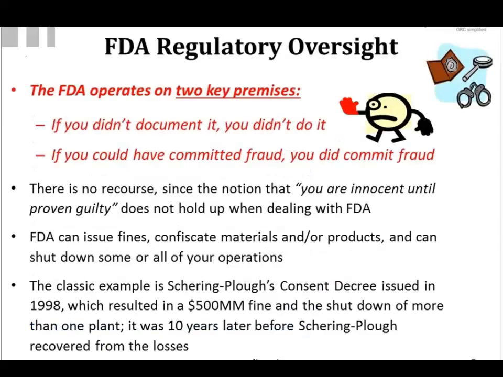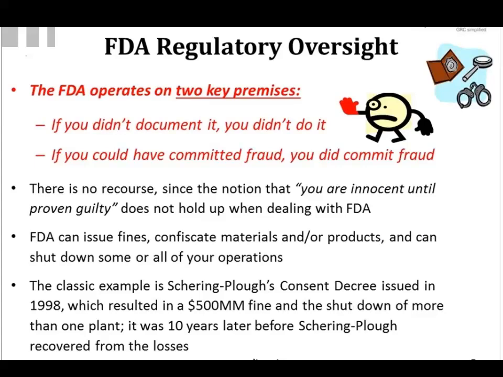Now, the FDA operates on two very key premises, and these are very important, especially with testing. If you didn't document something, you didn't do it. So throughout your testing effort, you're going to make sure that every single event that you act upon, that you are recording, documenting it as you do it. And if you could have committed fraud, you did commit fraud. So there's no recourse such as you're innocent until proven guilty.